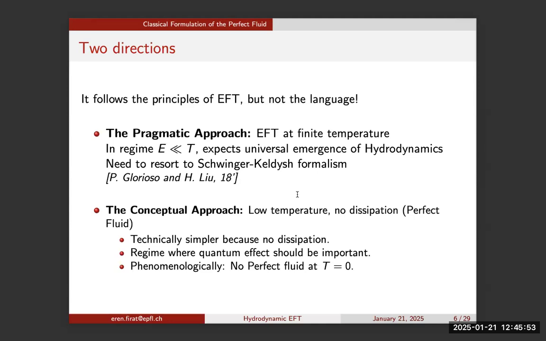However, it's also less motivated phenomenologically and experimentally, because when we go to low temperature, we don't see perfect fluids. We see superfluids and solids, and no perfect fluids. So one of the questions is: is there some fundamental reason why we don't see them? Or is it maybe just technically difficult to realize in nature because of some of the properties? These are the questions that come with this more conceptual approach that we will follow now.